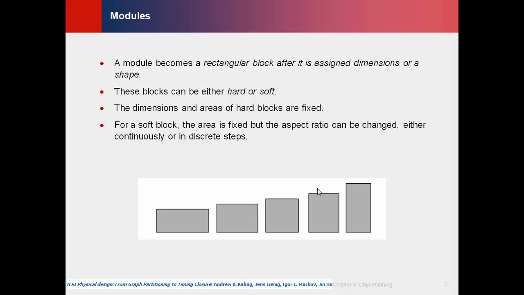So we are going to call that the aspect ratio. The aspect ratio is the width by height, and that can be changed, either continuously or in discrete steps. Now continuously usually doesn't happen, so it can be changed in discrete steps. Here you have an example, a width and a height. For all these modules, width times height is area. The area is fixed, but the width and height can be changed.